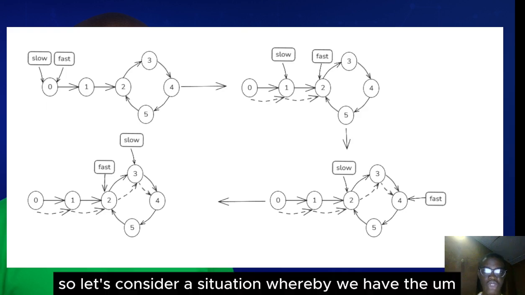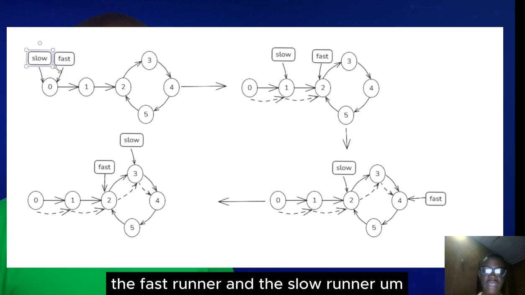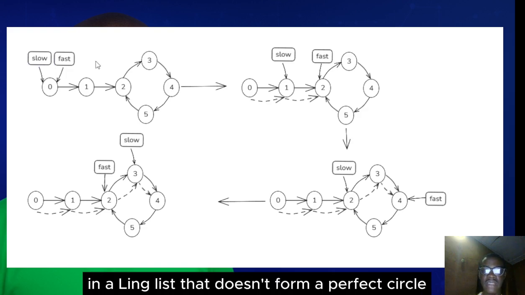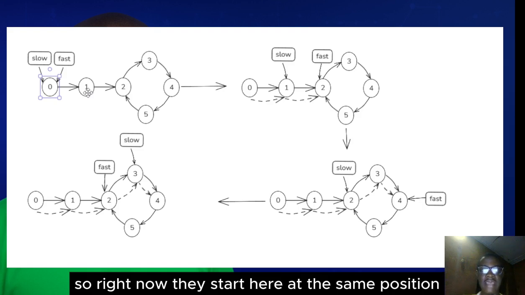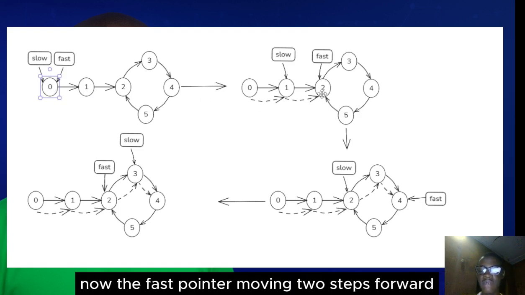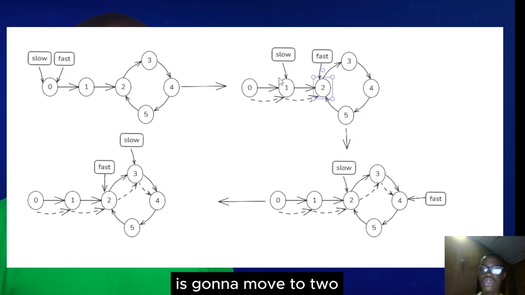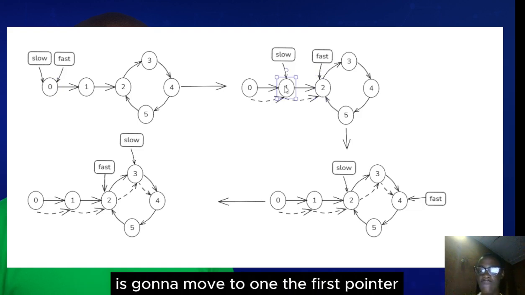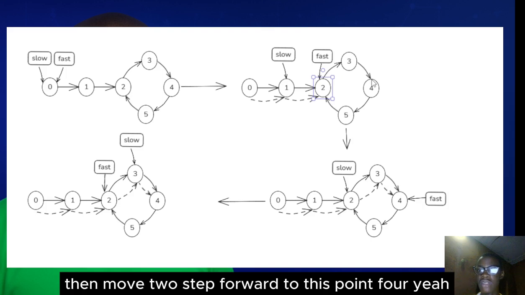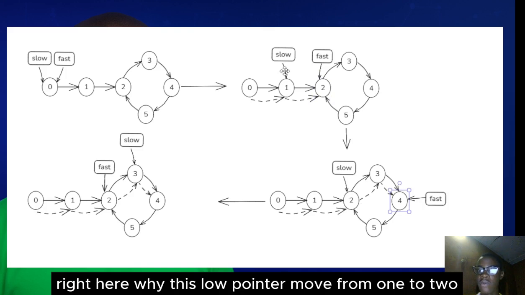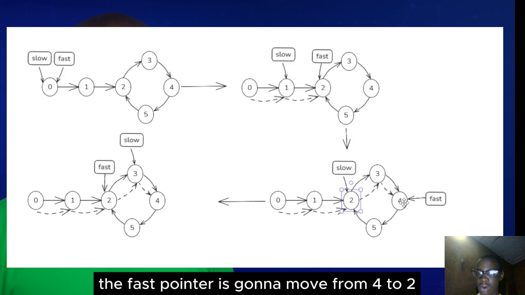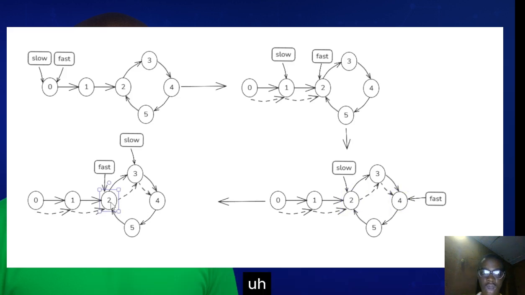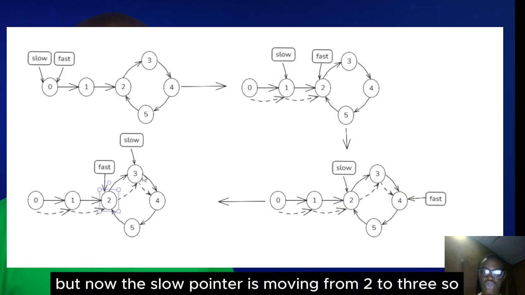So let's consider a situation whereby we have the fast runner and the slow runner in a linked list that doesn't form a perfect circle, just like the example given to us. So right now they start here at the same position. The fast pointer moving 2 steps forward moves to 2, while the slow pointer moving 1 step forward moves to 1. The fast pointer then moves 2 steps forward to 4, while the slow pointer moves from 1 to 2. Similarly, the fast pointer moves from 4 to 2, but now the slow pointer moves from 2 to 3.